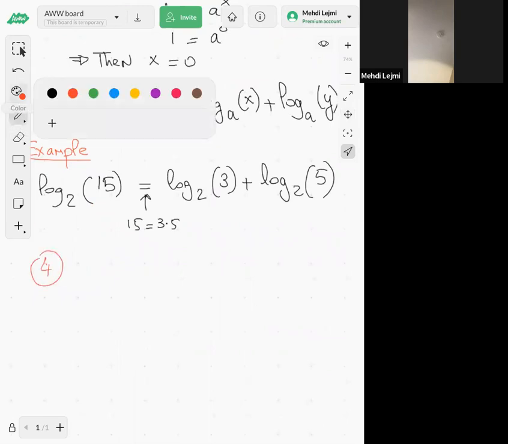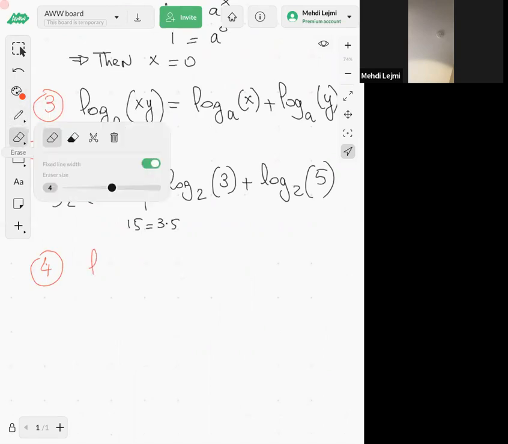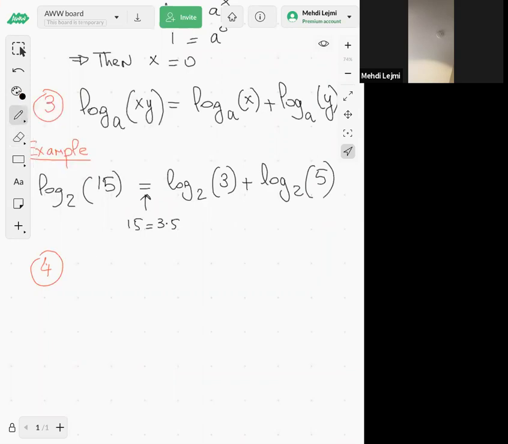So if you have log in base a of x over y, so if you have a division, then that will be equal to the difference between the logs. So it's going to be log in base a of x minus log in base a of y.